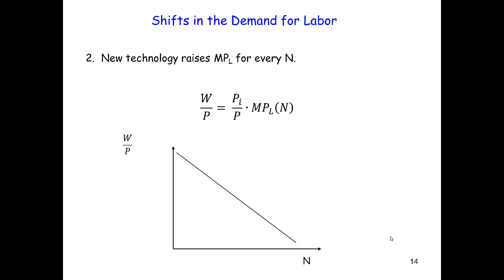Something else that could shift the demand for labor is new technology that raises the marginal product of labor for every n. So if we look at that in the context of our equation, what we're saying is that function MP sub L of n is going to be shifted up for every n if we get this new technology. Well, if we look at that on our graph, that also shifts the demand for labor out.